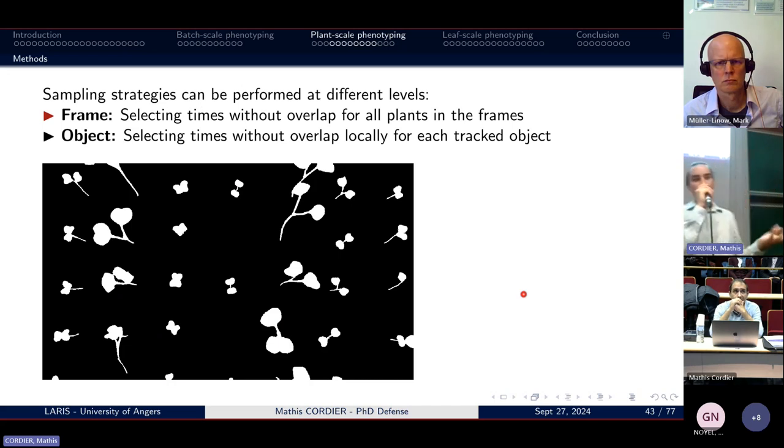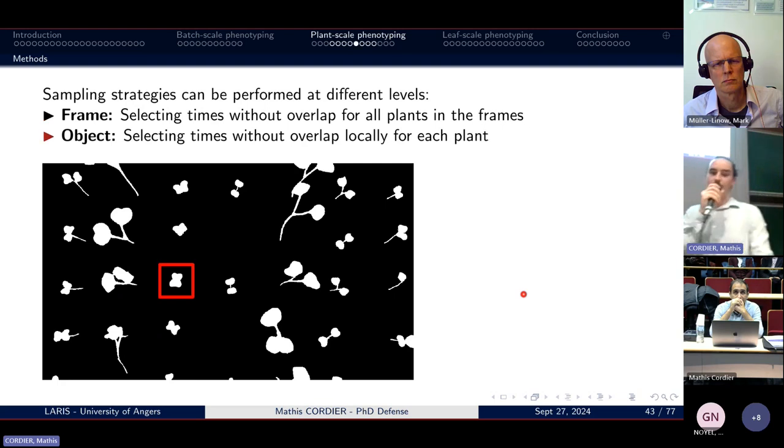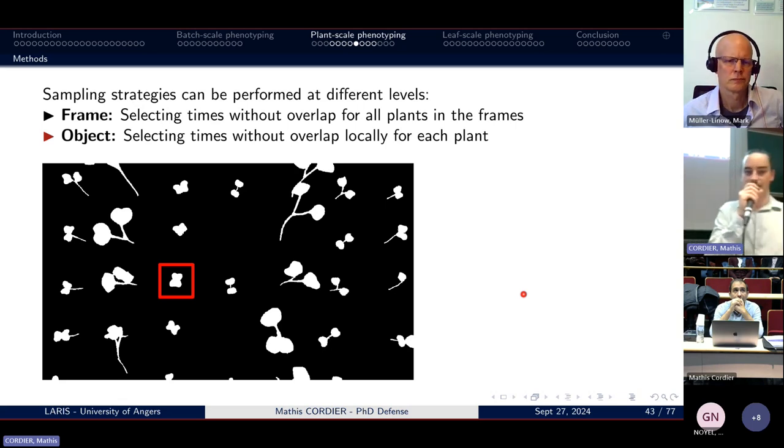So these sampling strategies can be performed at different levels. First, a quite naive level is at the level of the frame, because here we want to select the times without overlap for all the plants in the frames. But we can apply these sampling strategies at the level of objects. In this case, we want to select the times without overlap locally for each plant. What we consider here as objects are the connected components that we can see in the scenes.